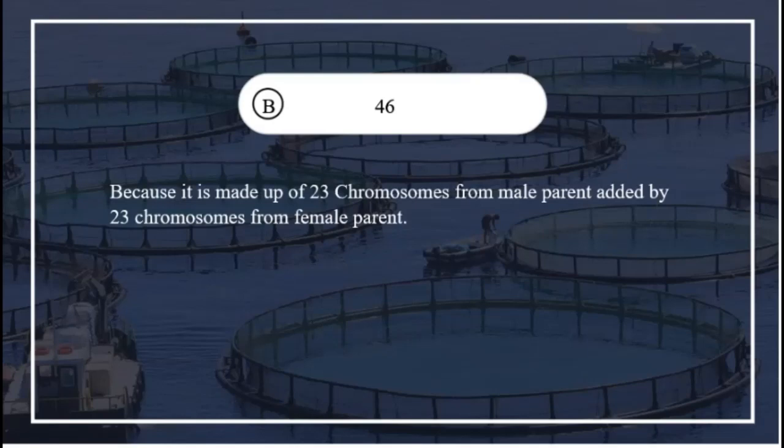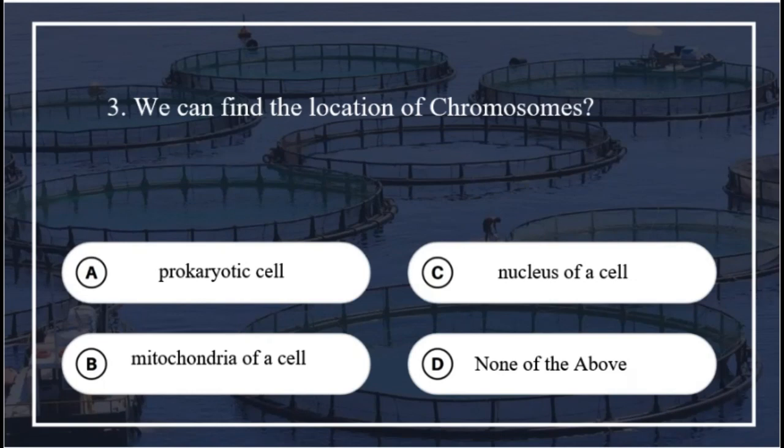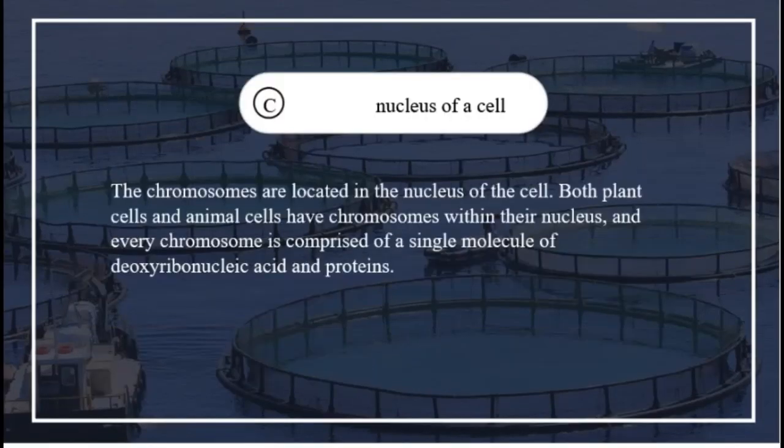parent. 3. Where can we find the location of chromosomes? A. In the prokaryotic cell. B. Mitochondria of a cell. C. Nucleus of a cell. D. None of the above. Answer: C. Nucleus of a cell. The chromosomes are located in the nucleus of the cell. Both plant cells and animal cells have chromosomes within their nucleus, and every chromosome is comprised of a single molecule of deoxyribonucleic acid and proteins.